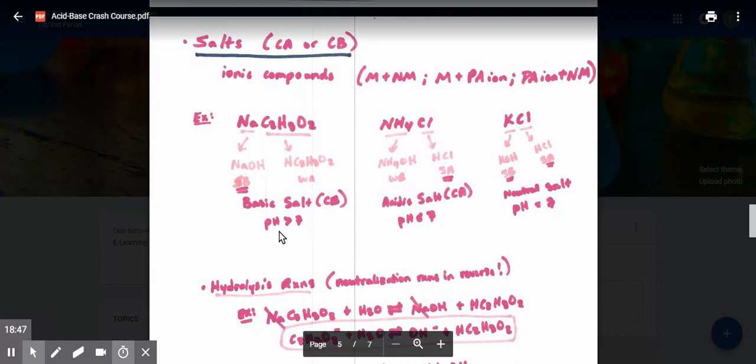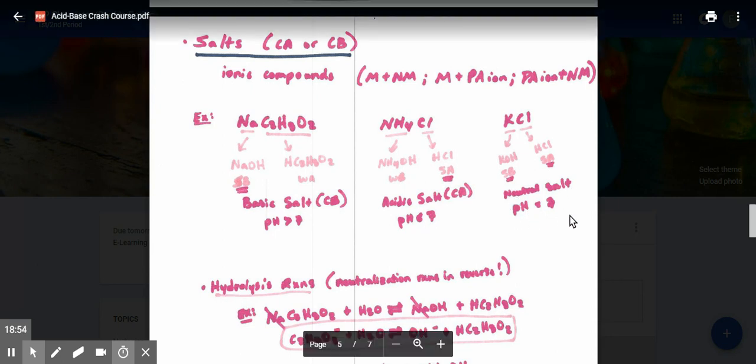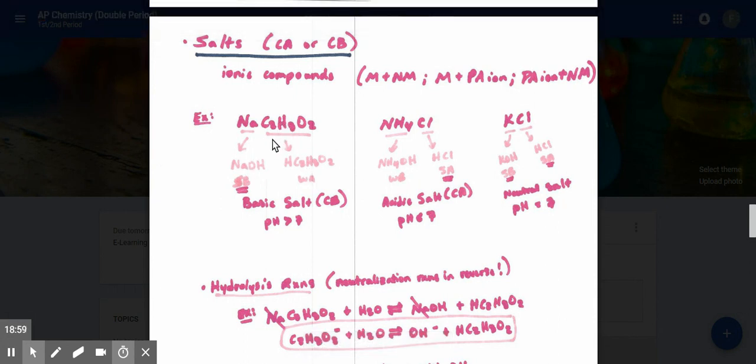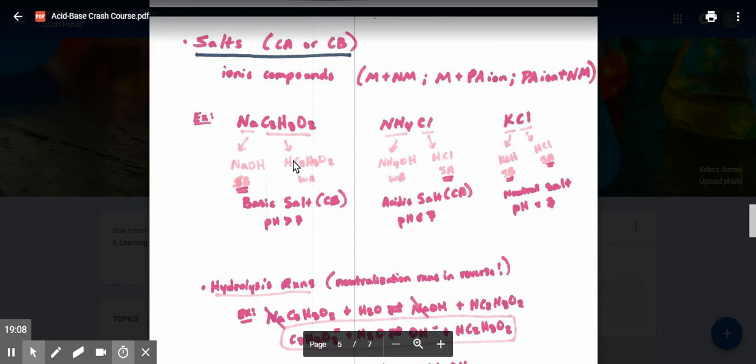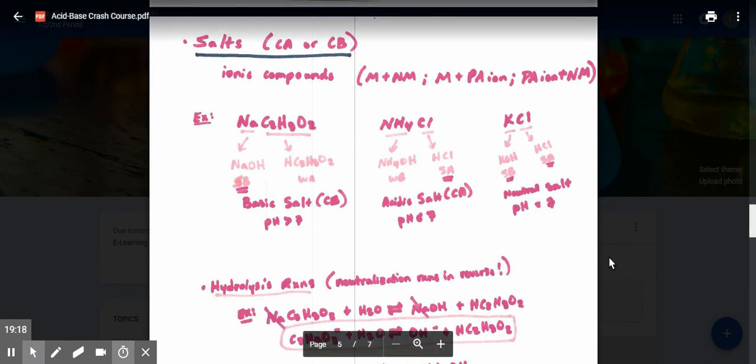Basic salts are conjugate bases. They have a pH greater than 7. Acidic salts are conjugate acids. They have a pH less than 7. And neutral salts have a pH equal to 7. How I figure out if a salt is acidic, basic, or neutral is I break it up into its components. So I look at the base component, I look at the acid component, and whichever is strong supersedes, kind of like a tug of war match. If both of them are strong, then that means that we have a neutral salt there.